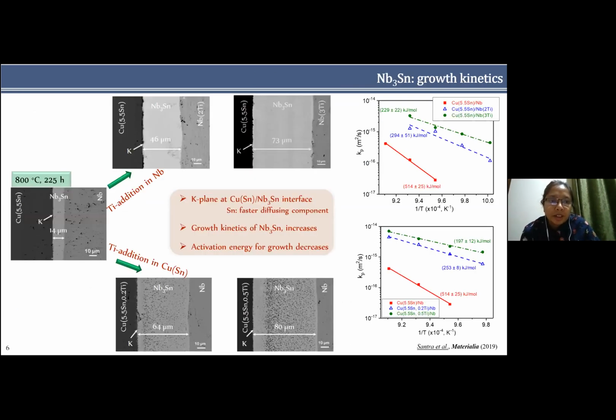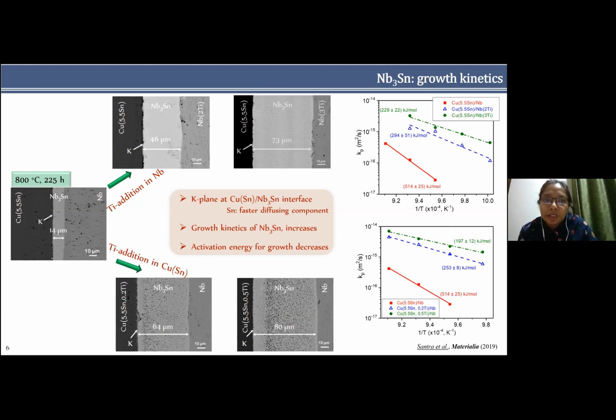So you see, in the case of titanium-free Nb3Sn, the layer thickness was only 14 microns, which is on the very left-hand side. And with the addition of titanium to both niobium as well as bronze, there is a tremendous increase in the growth kinetics. It has increased by almost 4 to 5 times. You could see that when niobium 3 titanium is there, it is 73 microns, and when it is 0.5 titanium percentage in bronze, it increased to almost 88 microns, which is almost 5.5 times.